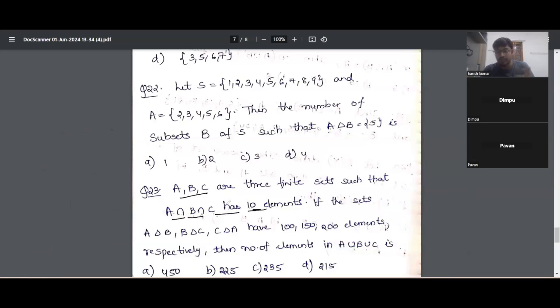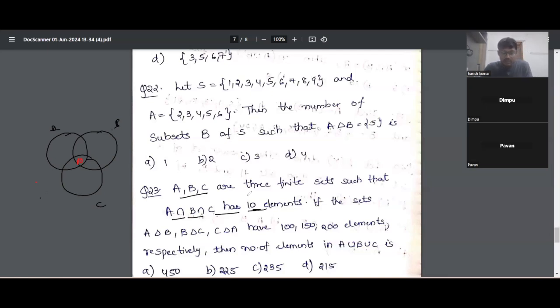So first let's draw the Venn diagram, because these questions can be solved with Venn diagrams, right? So this is set A, this is set B, and this is set C. It is said that A intersection B intersection C, the common part of the 3 sets, has 10 elements. In this common part, there are 10 elements, right?